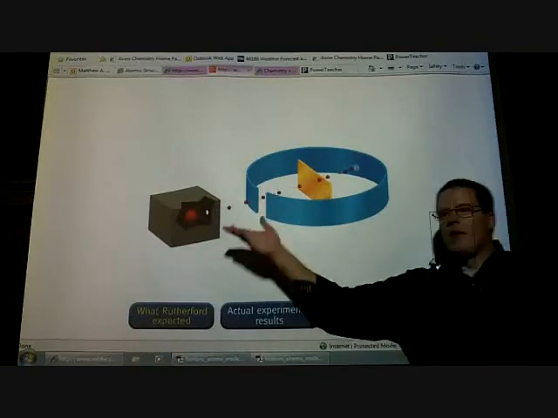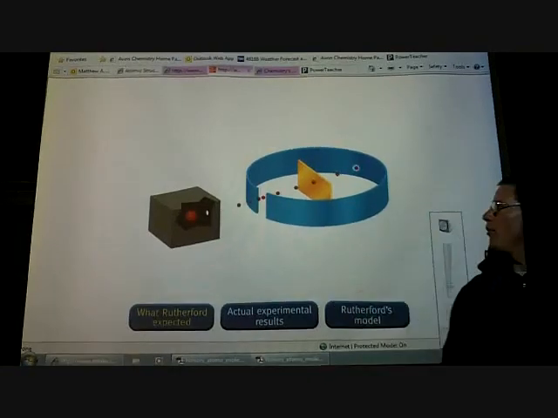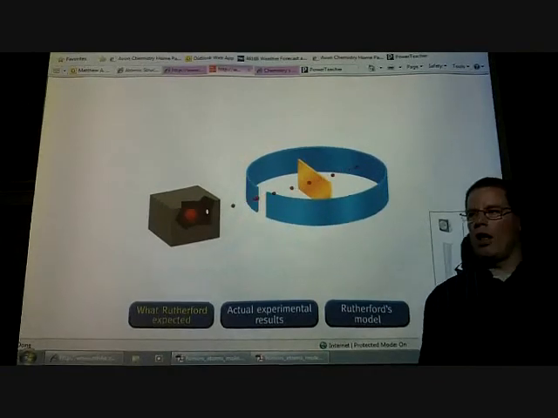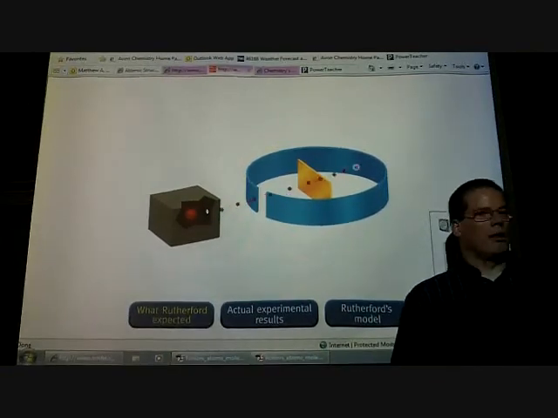Okay, so most of them, as he expected, the red dots are your alpha particles. Most of them pass straight on through. A couple were deflected off ever so slightly. That's what Rutherford expected.